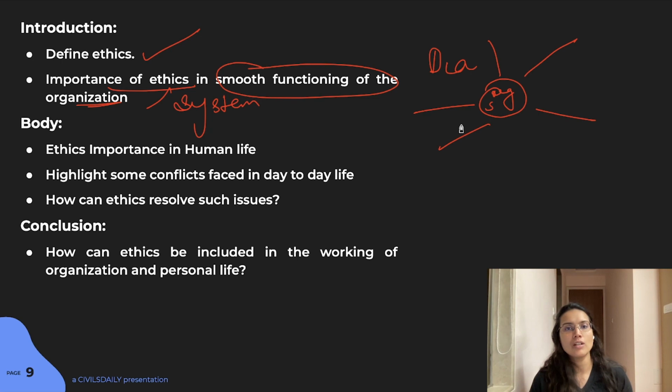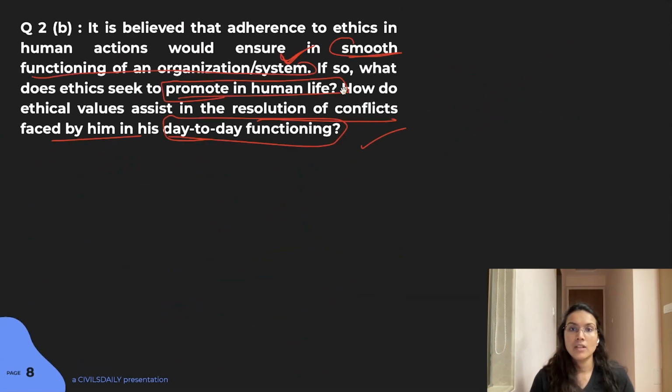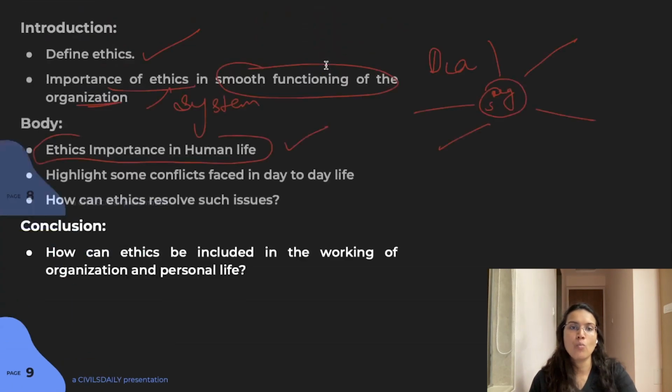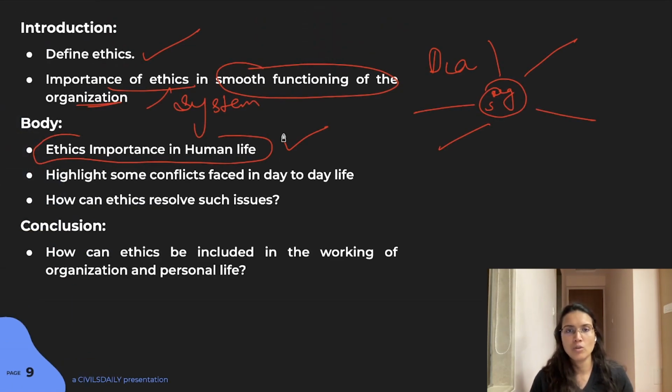So you're done with ethics, and you're done with the major areas where ethics can help with the smooth functioning of an organization or a system. You shift to the body, and now you talk in detail about the importance of ethics in human life. This was the question: if so, what does ethics seek to promote in human life? That is part of your body.